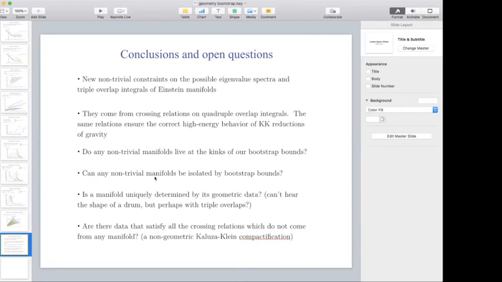When the bootstrap people first studied the Ising model, they saw it as some kink in this exclusion plot. But as they studied mixed correlators and other objects, they were able to isolate that into an island and make the island so small that you can actually compute critical dimensions very accurately from it. So we'd like to know if a similar thing could be done here. Could you actually compute low-lying eigenvalues by isolating an island in a similar kind of way?